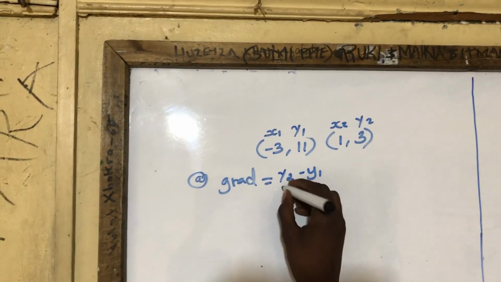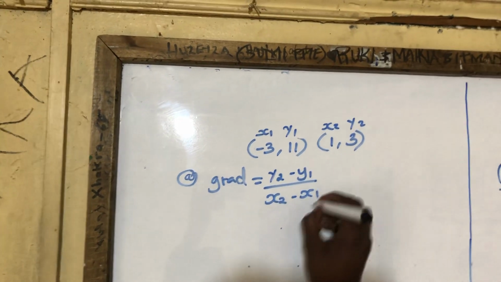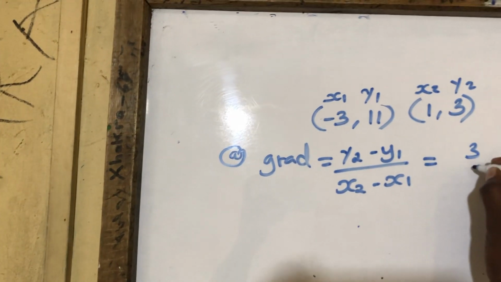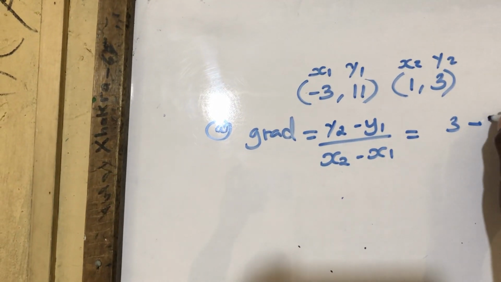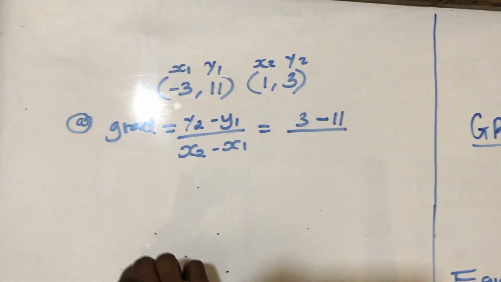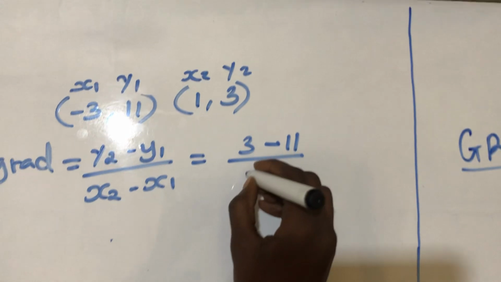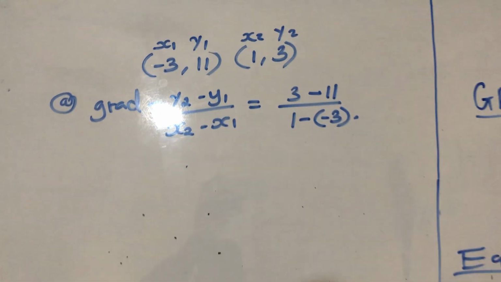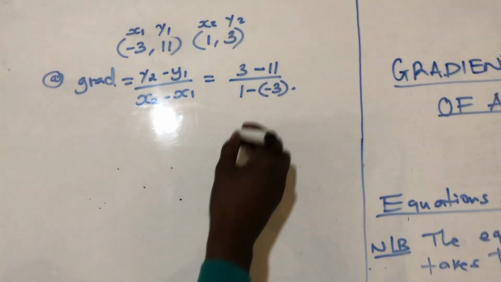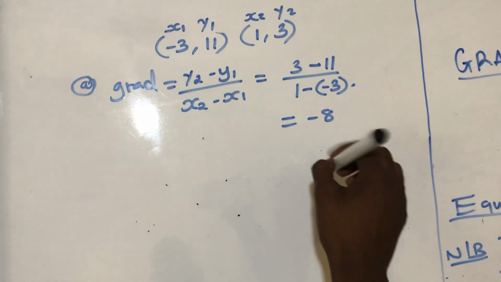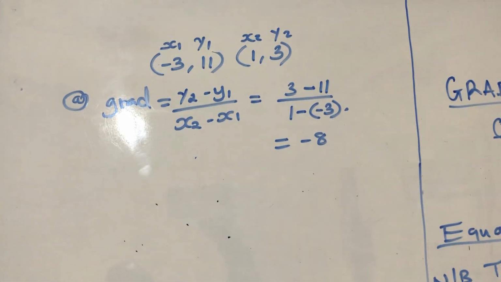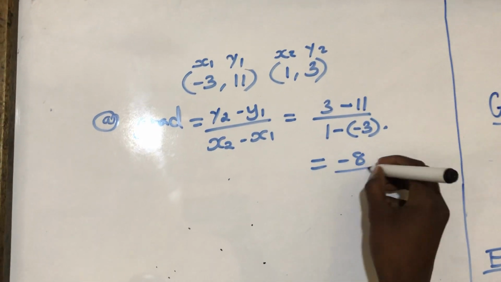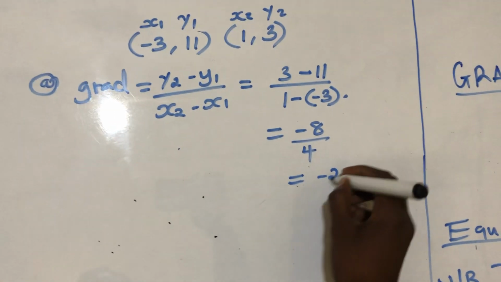y2 minus y1 over x2 minus x1. What is our y2 in this particular case? It is 3. What is our y1? That will be 11. Which I'll put over, what is our x2? That is 1, which I'll minus from -3. So 3 minus 11 will give us -8. And 1, remember that 2 negatives will always make up a positive. So this will be 1 plus 3 to give us 4. The gradient of this line is -2.